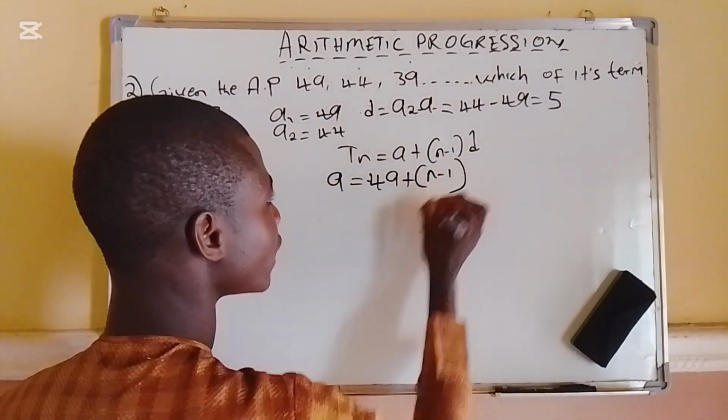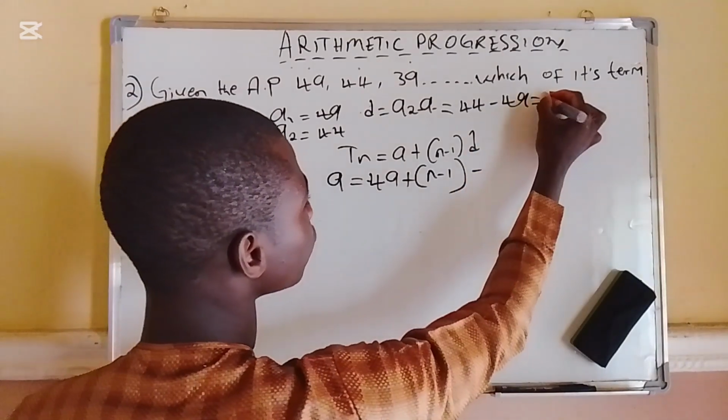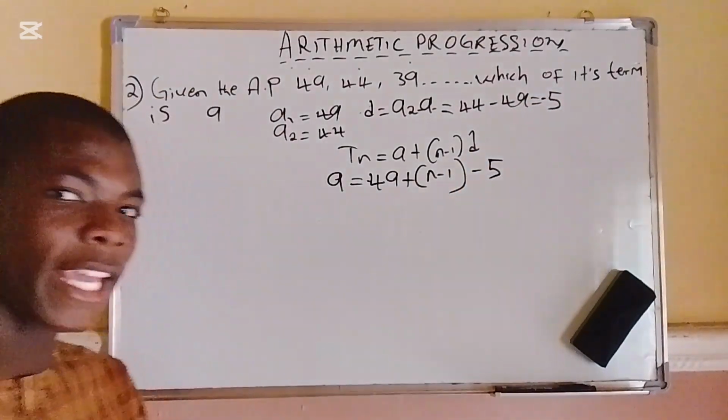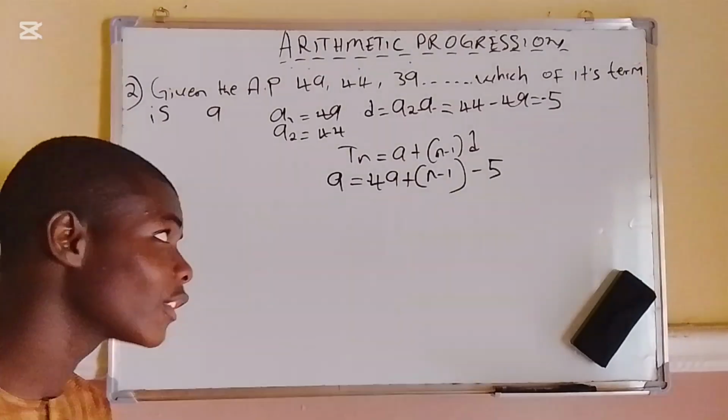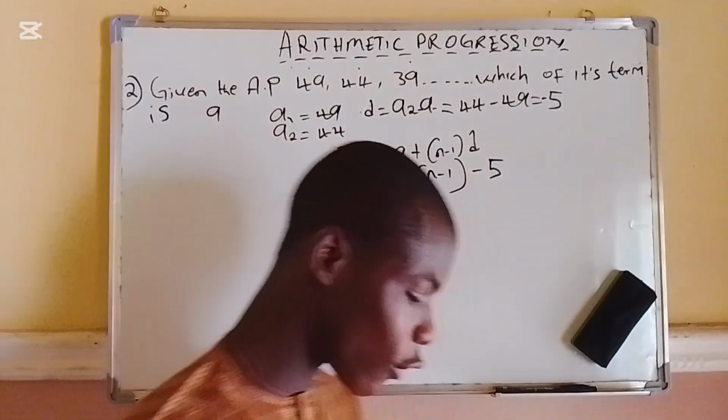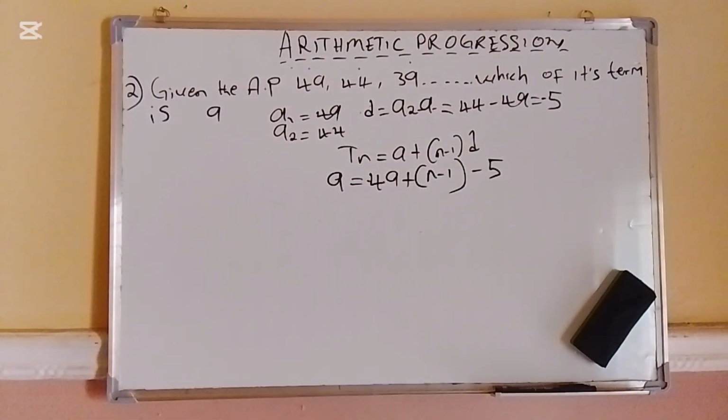N minus 1 into what? We have negative 5 into negative 5. So therefore, what next? We are looking for the value of n.